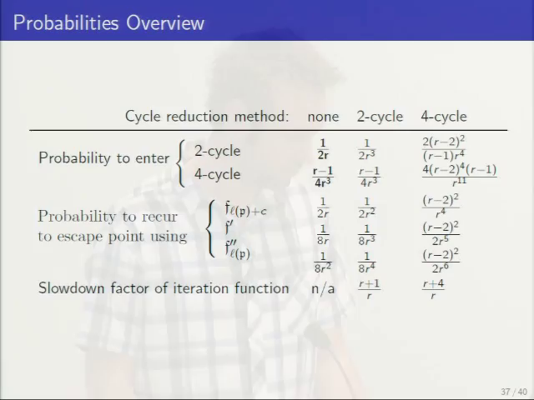So to recap, an overview of all the different probabilities. We can see here the probability to enter a 2- and a 4-cycle in a regular way, or when using the two- or four-cycle reduction techniques. You can indeed see that the probabilities are significantly reduced, so it becomes less likely to enter such cycles. And here are the probabilities to recur to the same cycle after escaping. And here is the price you pay for it: the times, as your iteration function becomes more expensive.